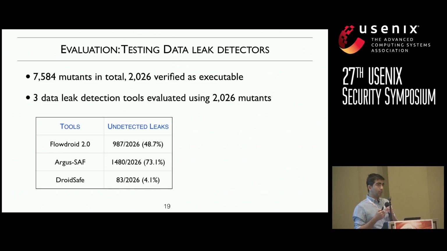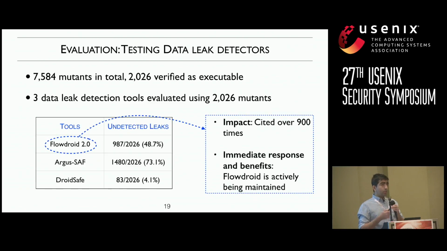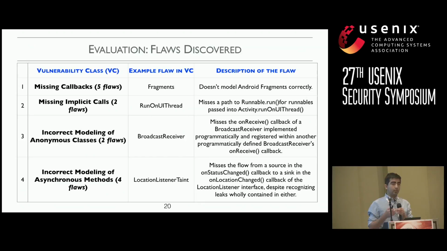To do a deeper analysis, we chose FlowDroid mainly because of its impact. It has been cited over 900 times, and also because it is actively being maintained. So we analyzed the non-killed mutants, and we discovered 13 different flaws in it. These flaws we classified into 4 different categories based on why they occurred: missing callbacks, missing implicit calls, incorrect modeling of anonymous classes, and incorrect modeling of asynchronous methods. In the interest of time, I would like to point you to our paper where we discuss all of these in detail. While finding these flaws was a part of our objective, we also wanted to explore whether these flaws propagated from one tool to another. So we did a flaw propagation study.